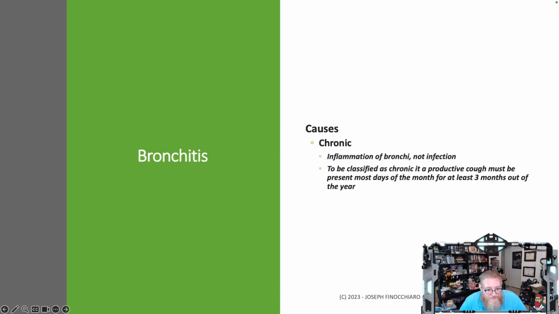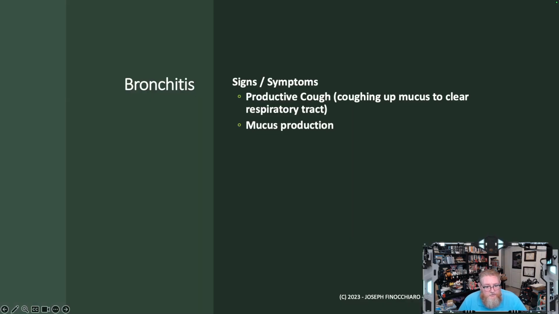Chronic bronchitis is inflammation of the bronchi, not an infection. To be classified as chronic, it is a productive cough. It must be present most days of the month for at least 3 months out of the year. So the signs of chronic bronchitis are a productive cough, which means coughing up mucus to clear the respiratory tract, and mucus production.